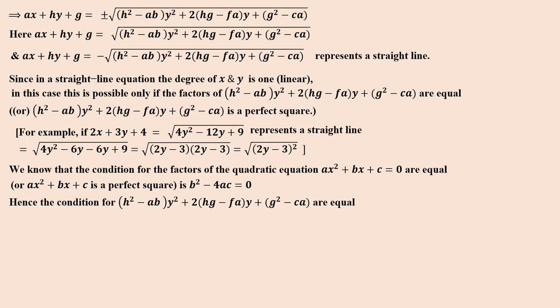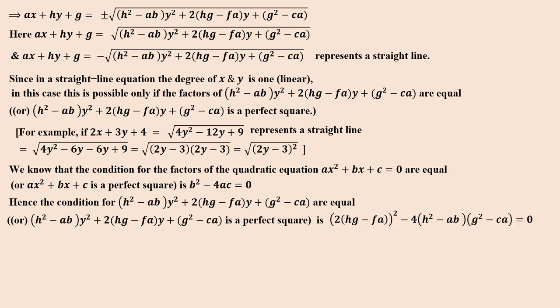So h square minus ab y square plus 2hg minus fa into y plus g square minus ca. The roots are equal, right? The factors are equal, or the factors are perfect square. Then b square minus 4ac is equal to 0. 2 into hg minus fa whole square minus 4 into h square minus ab into g square minus ca equal to 0. So here b is equal to 2 into hg minus fa, a is equal to h square minus ab, c is equal to g square minus ca.